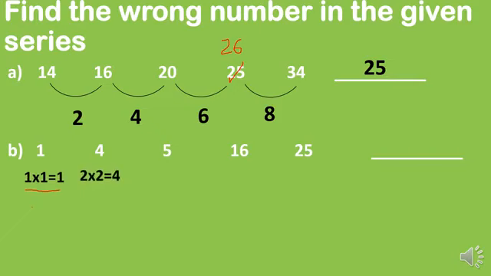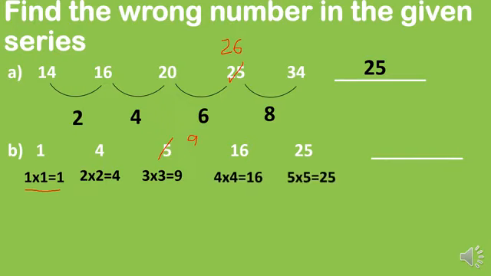It means we are regularly doing multiplication. First 1 with 1, 2 with 2, then next is 3 with 3. So 3 3s are 9, but it is given here 5. It should be 9 over there. Next is 4 4s are 16, and next is 5 5s are 25.